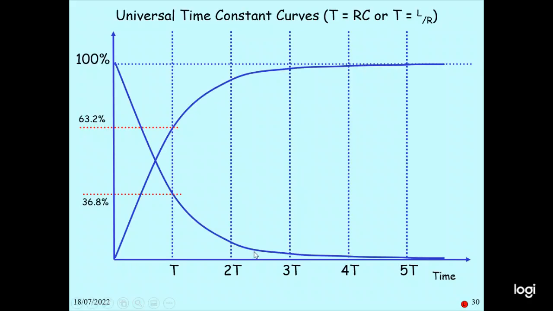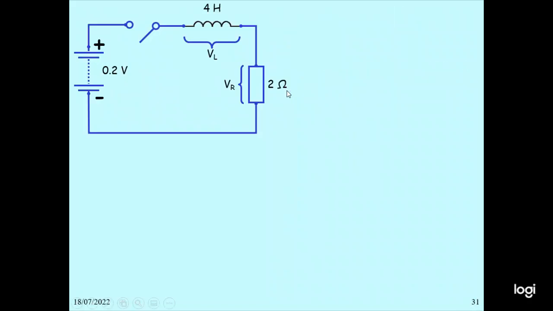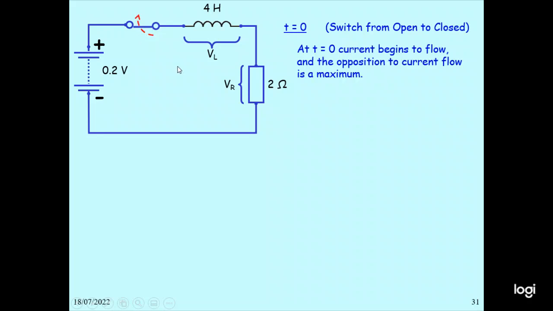In this case, the inductor is 4 henry, the resistor 2 ohm, and the supply voltage 0.2 volt, and then we switch. At t equal to 0, the switch is open to close, and current begins to flow. The opposition to the current flow is a maximum. So at t equal to 0, the current is 0, VL is 0.2 volt, and VR is 0. And this is a series LR circuit.